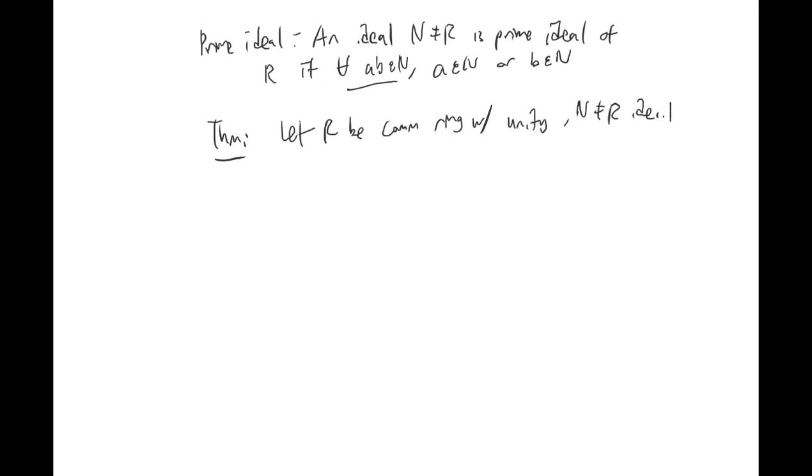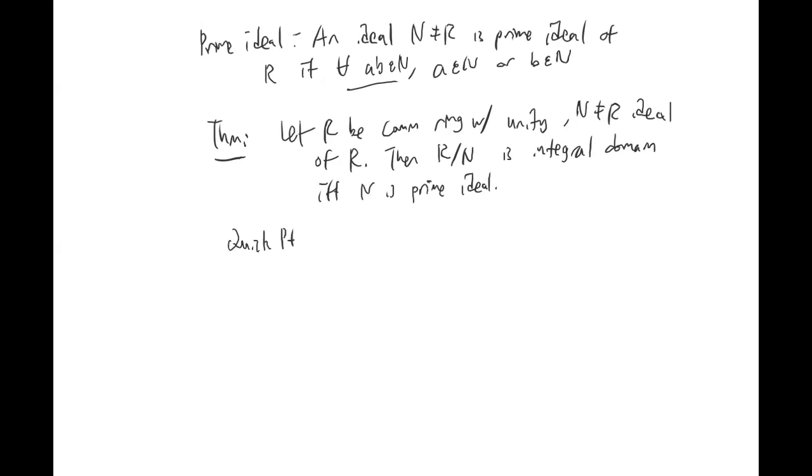N an ideal of R, then R mod N is an integral domain. So now we're using all the definitions you've learned before. So the quotient is an integral domain if and only if N is a prime ideal. So can anyone give me a quick proof of why maximal ideals are prime?